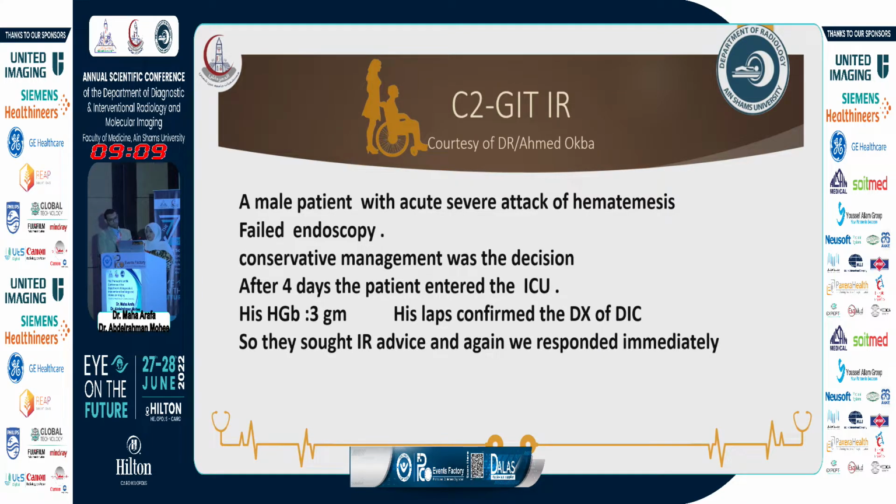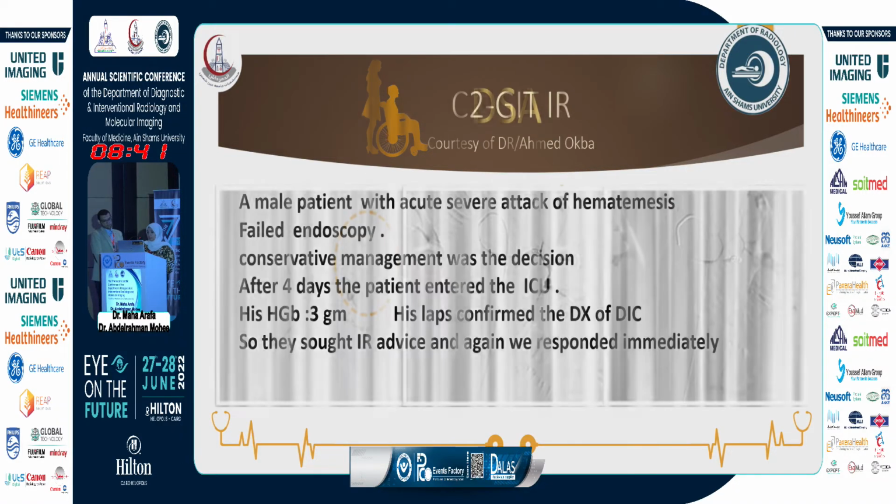The second case is about an adult male patient with an acute severe attack of hematemesis who underwent endoscopy that failed to identify the bleeder, yet reported blood in the lumen most likely arising from the distal jejunum or ileum. So the decision was conservative management, which ended catastrophically, with the middle-aged male intubated and ventilated in the ICU after only 4 days of his first attack. His hemoglobin was 3 grams. His labs confirmed the diagnosis of DIC. So they sought interventional radiology advice, and again we responded immediately.